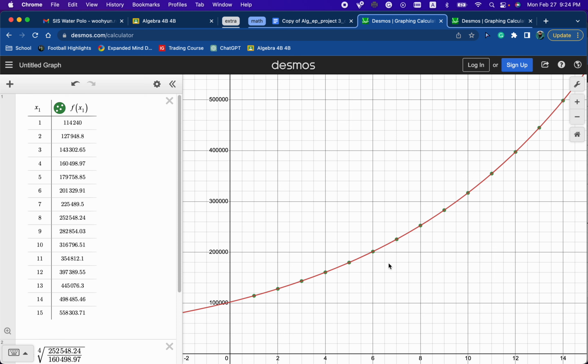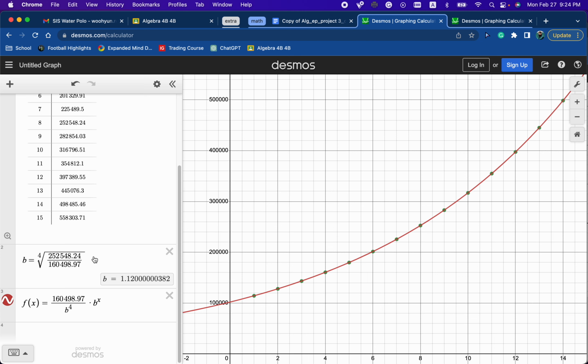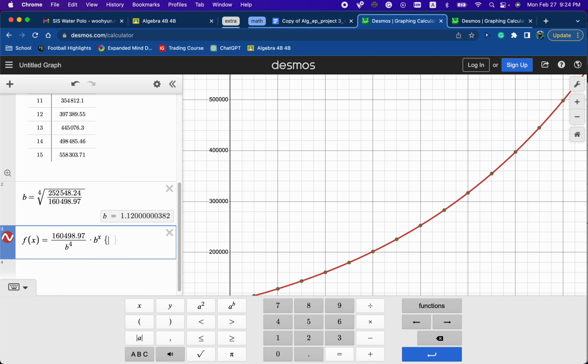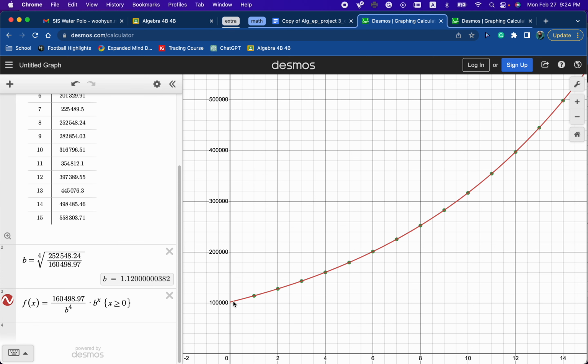Now the graph is shooting in the middle of the screen, but we need to restrict the domain here. So we're gonna put these big parentheses, and x is greater than or equal to 0. The graph is starting all the way over here, and we will not get confused.